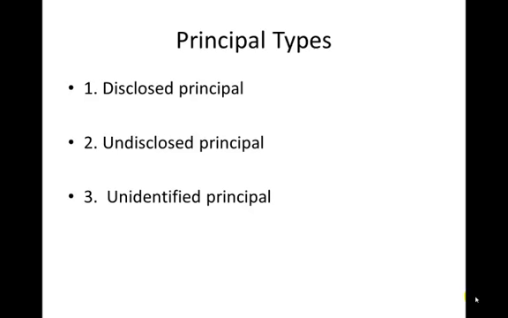A disclosed principal is one where the third party knows the existence and identity of that principal when dealing with the agent. An undisclosed principal, the third party does not know the existence, let alone the identity of the principal when dealing with the agent. And finally, an unidentified principal, the third party knows the person or agent that they are dealing with is acting on behalf of a principal, but they just don't know the identity of that principal.